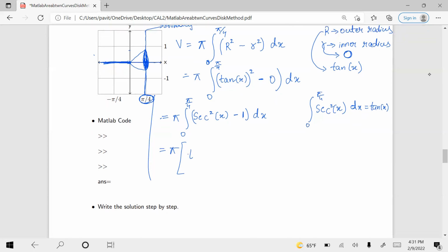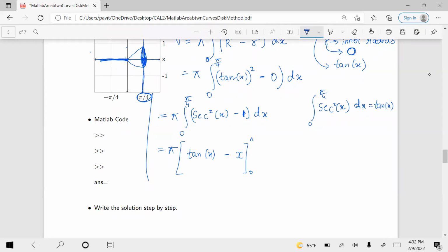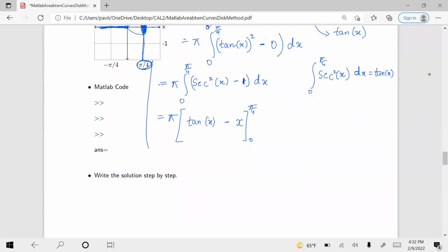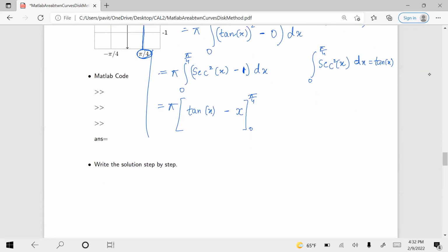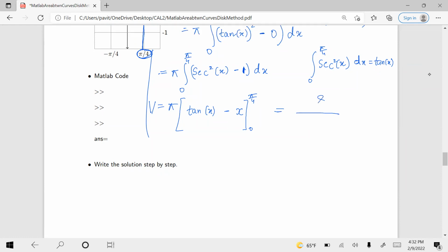So let us write tan x here, because integration of secant square x is tan x, minus, we have a constant 1, so integration of 1 is x. And we have the limits, that is 0 to pi by 4. Now what you have to do is just apply the limits and find the area, find the volume. I will leave that part to you. So tell me, what do you get after applying the limits?